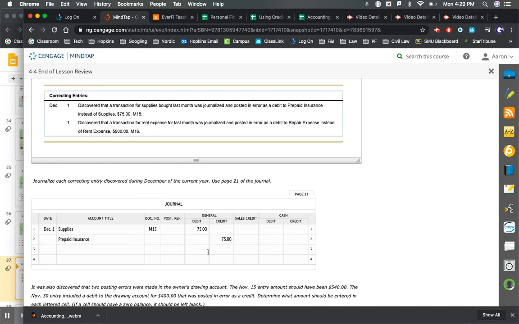All right. We essentially moved $75. We decreased prepaid insurance by $75 and increased supplies, making sure that we're correcting that entry that was made in error on December 1st.